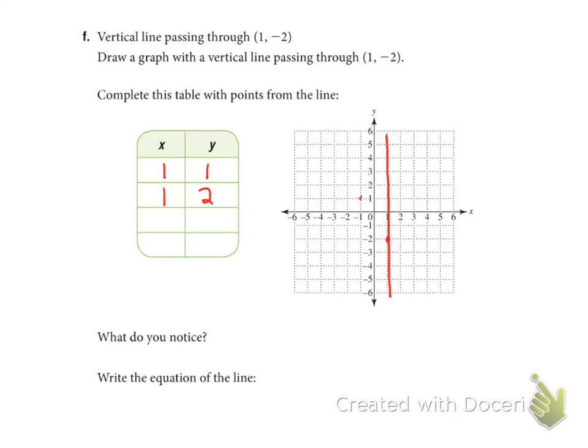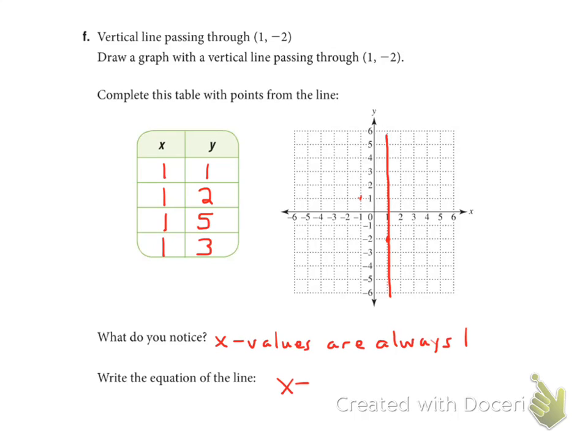And then 1, 5. We need one more. Okay, 1, 3. Okay, so the x is all 1. So the x values are always 1. So what do you think the equation of the line is? Okay, so x equals 1.